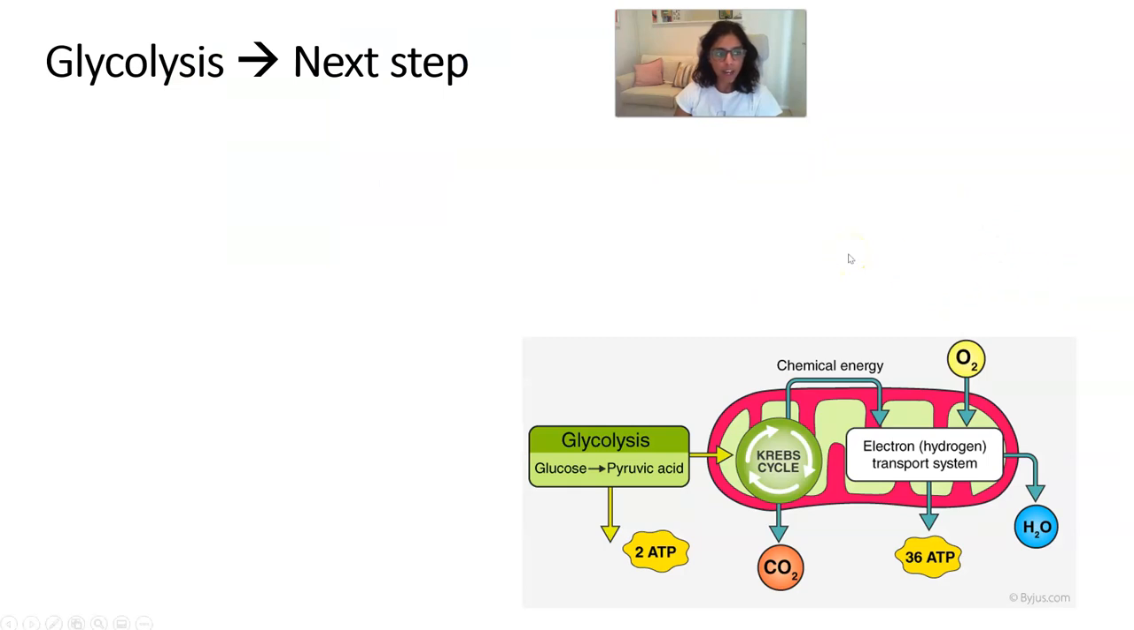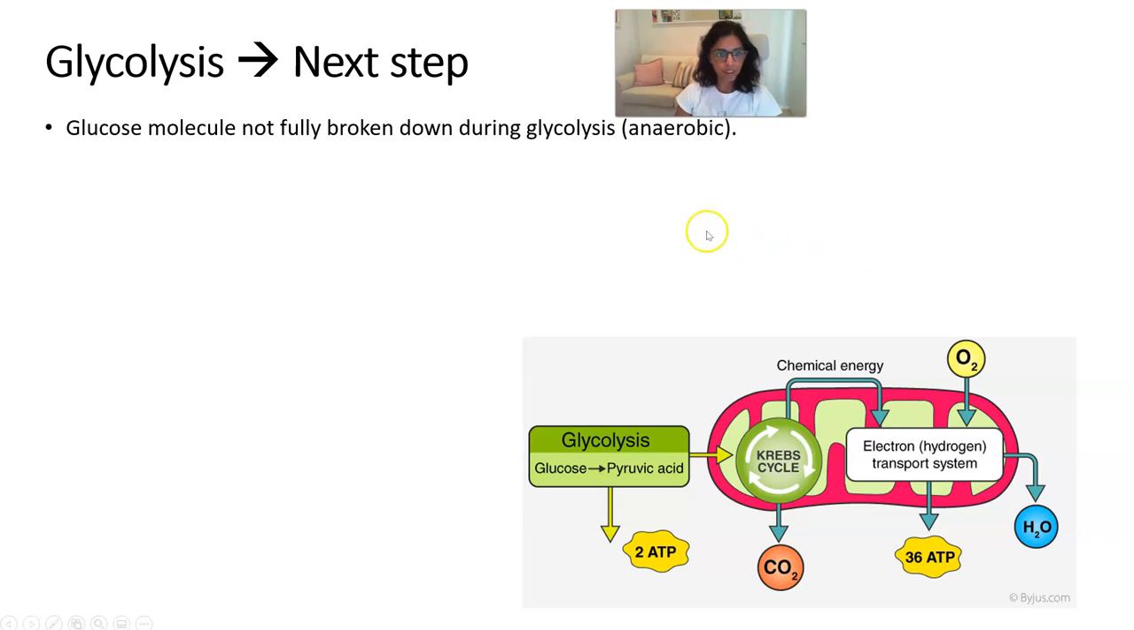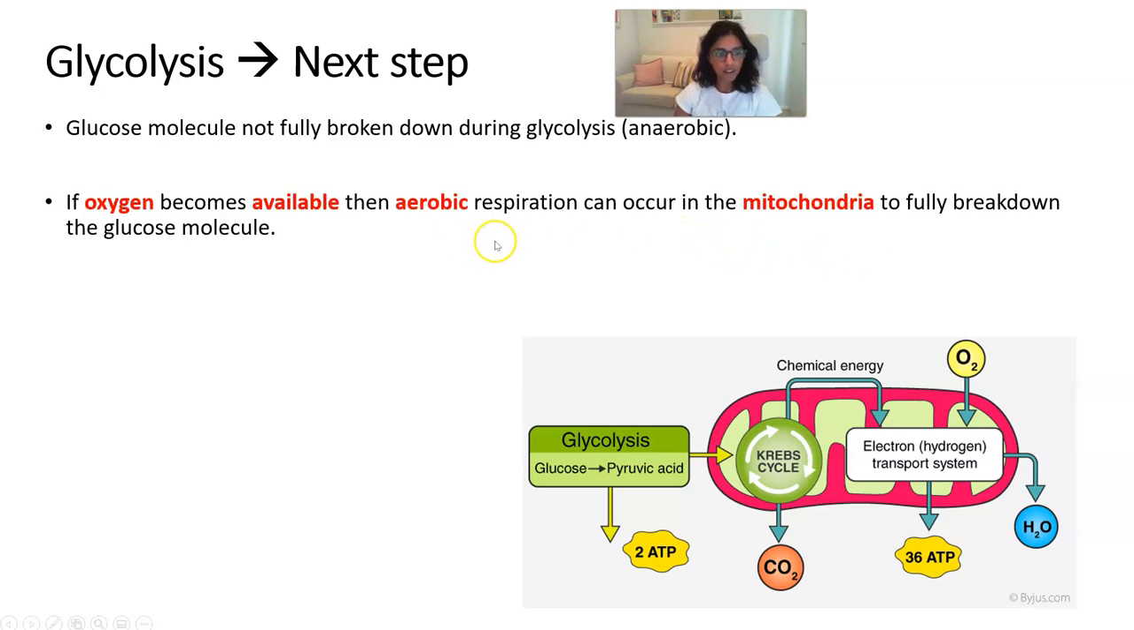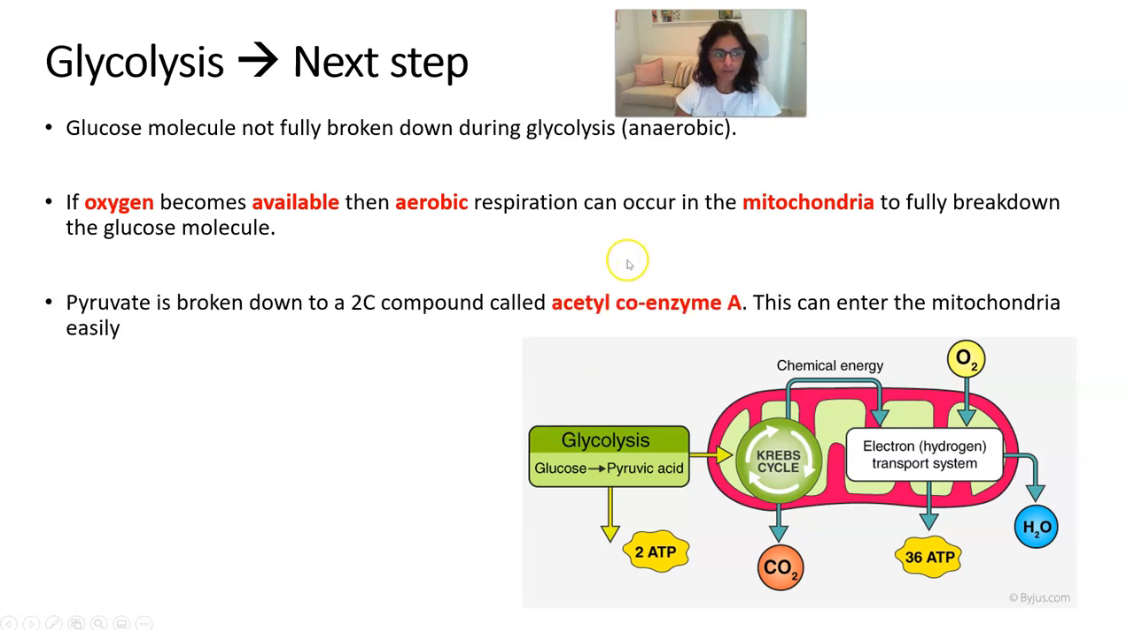Now we're going to be looking at what happens if there is oxygen present. So if oxygen is available, then we go down the aerobic pathway. So this means we leave the cytoplasm and we enter the mitochondria, where we fully break down that glucose. In order for the pyruvic acid or the pyruvate to get into the mitochondria, it goes through another step where it's converted into something called acetyl coenzyme A.